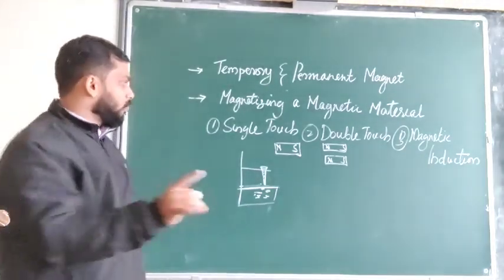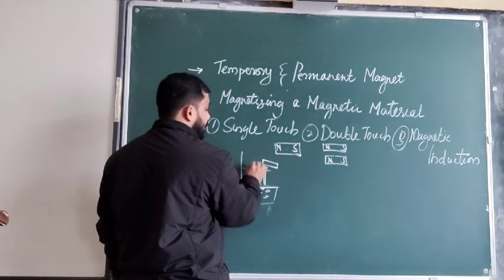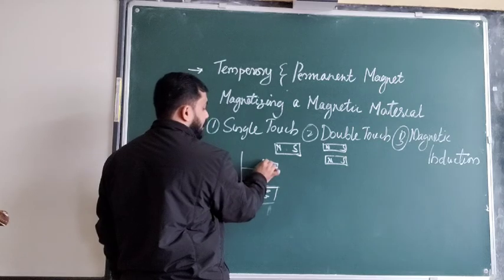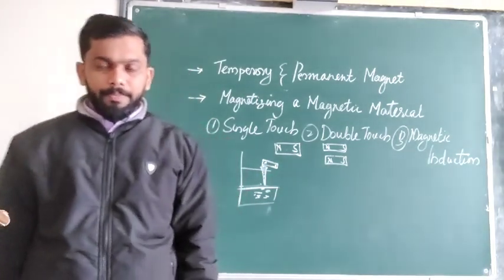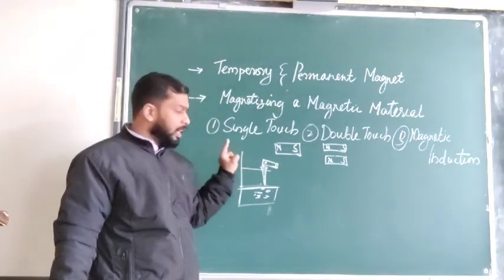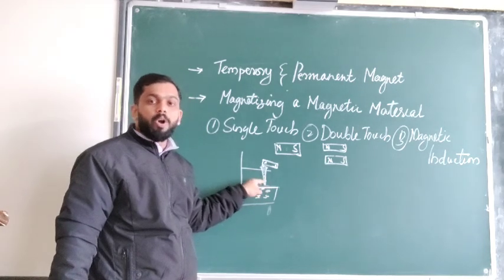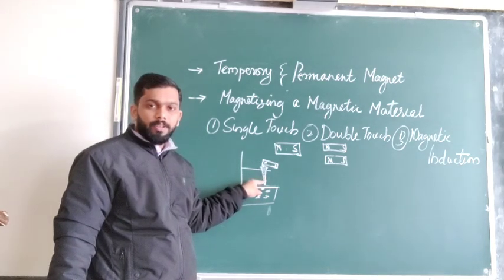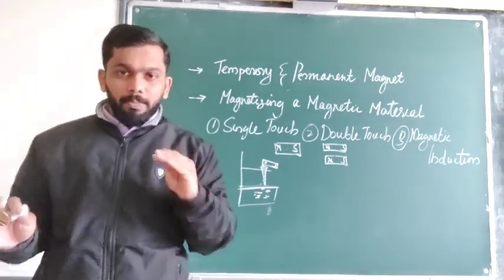Now, I am going to take one bar magnet and touch the tip of the iron nail. Maybe north or south pole, any pole you can touch. When you are touching with an external magnet, suddenly what will happen? The iron nail will be attracting the small pins. Clear? The iron nail is going to attract the small pins.